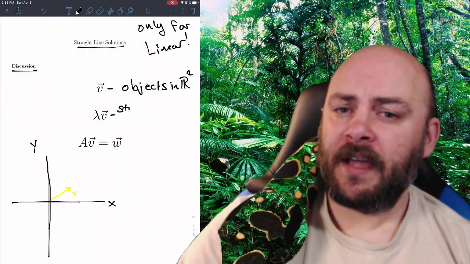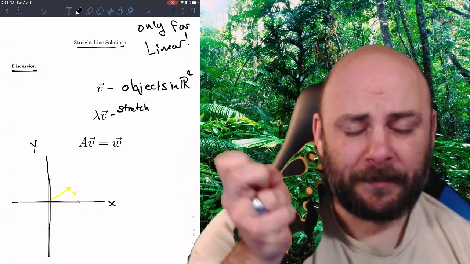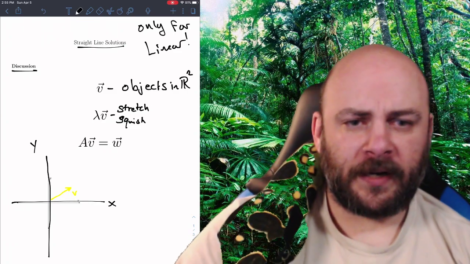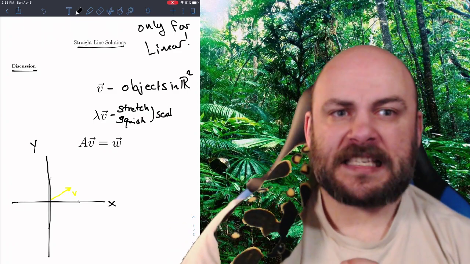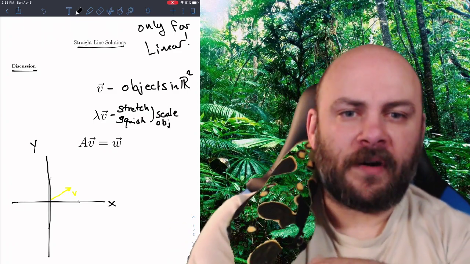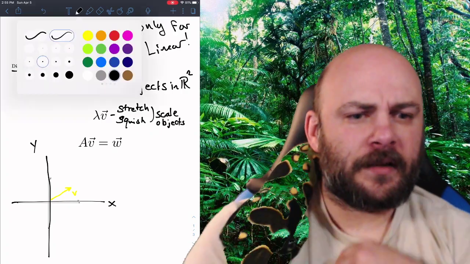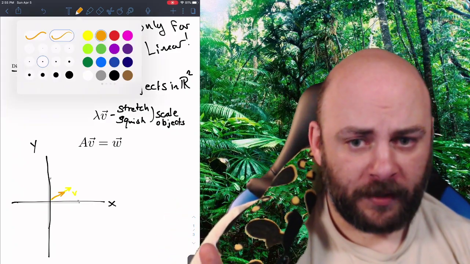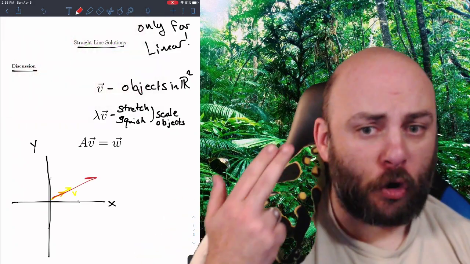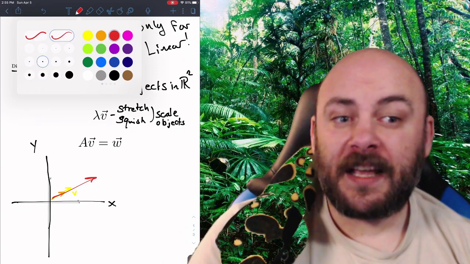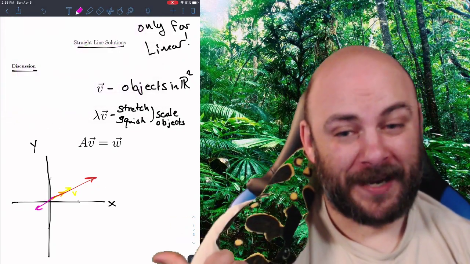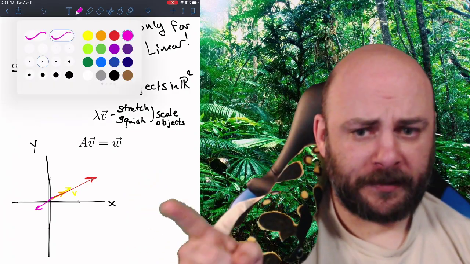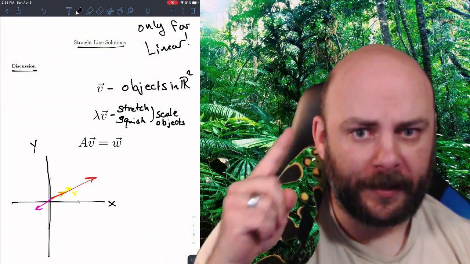Now, if I multiply that by some number lambda, what lambda is going to do is either stretch or squish it, all right? We collectively call both of these things scaling. So lambda v is specifically scaling an object, okay? It can make it shorter than it was before, it can make it longer than it was before. Heck, if it's negative, it can make it point in the opposite direction. But what's important here is that it's going to make a line, right? We can see how that's a line.